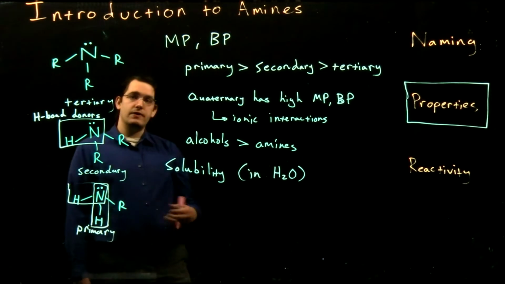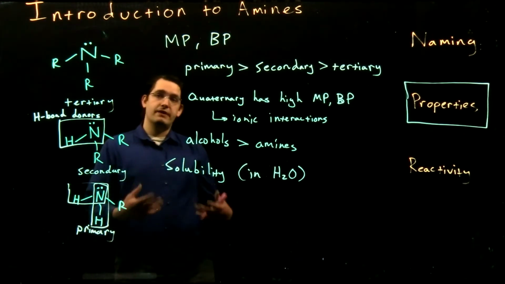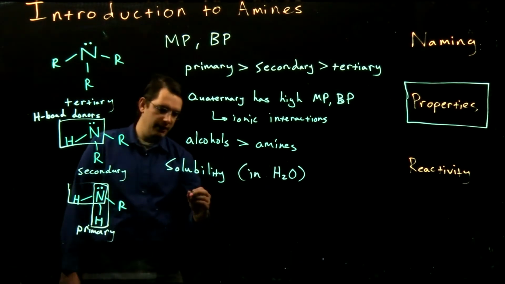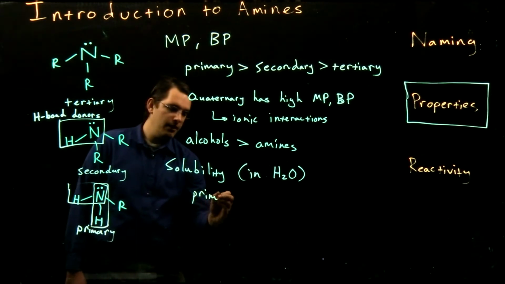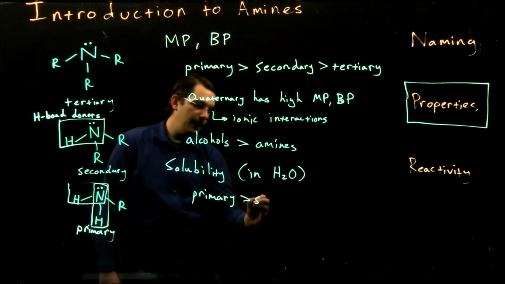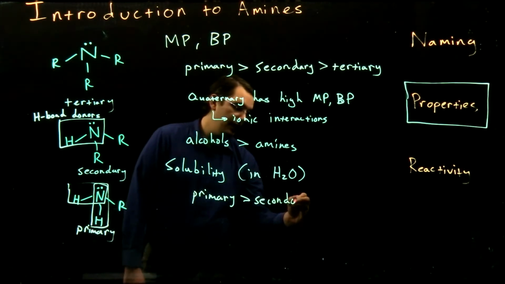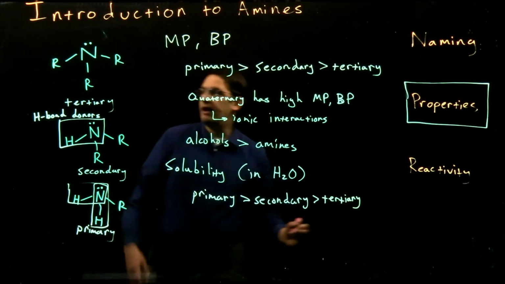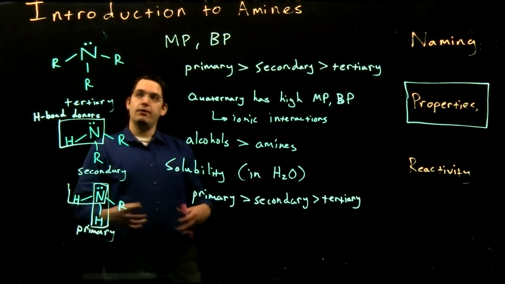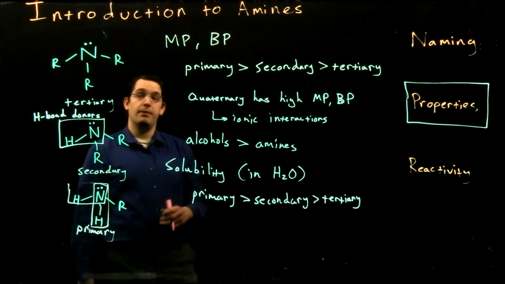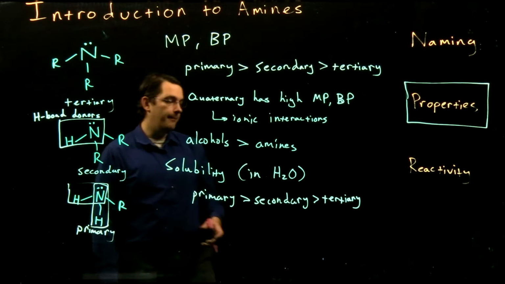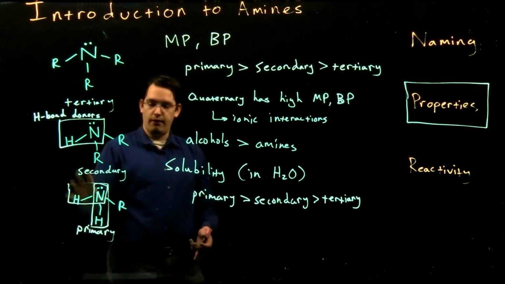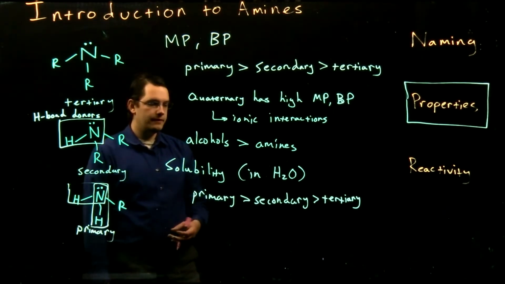Next, let's take a look at our solubility. Again, we see a very similar trend, right? As soon as we have hydrogen bond capability, we're going to become more soluble in water. So our primary amines will tend to be the most soluble, followed by our secondary, followed by our tertiary. Again, tertiary amines, even though they don't have hydrogen bond donor capability, can still form hydrogen bonds with water through the hydrogen bond acceptor on our nitrogen there. But the overall solubility will be lower than our other amines that can also act as hydrogen bond donors.